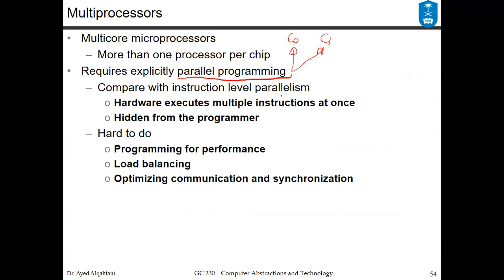Compare it with instruction level parallelism. The instruction level parallelism and other types of parallelism, we'll see them in the next videos. The hardware executes multiple instructions at once. That's what happens, and it's hidden from the programmer. The programmer writes the program the normal way, and the hardware will deal with this parallelism. But it is hard to do. So to reduce this problem, you should do the programming for performance, you should balance the load, and you should optimize communication and synchronization. These subjects, load balancing, communication, and synchronization, are dealt with in network courses or operating system courses.